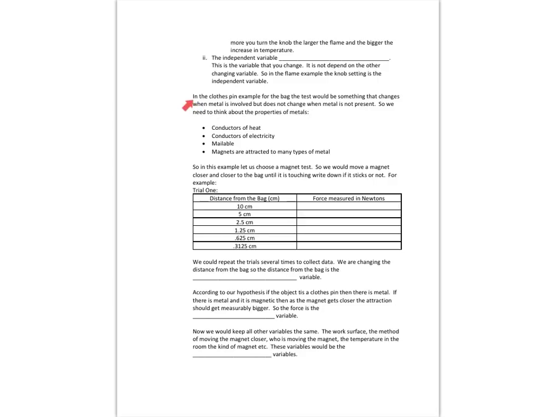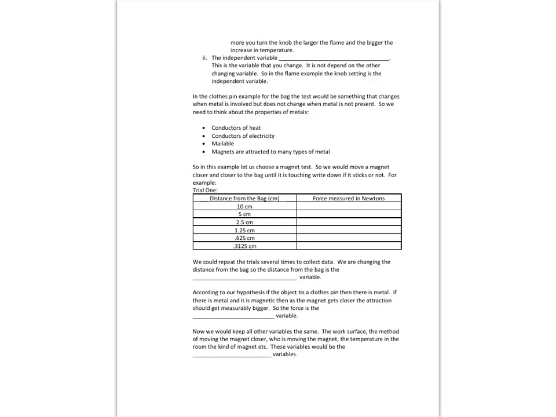So now let's look at the clothespin. Another example. In the clothespin example for the bag, the test would be something that changes when metal is involved but does not change when metal is not present. So we need to think about what the properties of metals are. Metals conduct heat, conduct electricity, and are malleable. Malleable means you can bend it. That's why metal makes good jewelry. And magnets are attracted to many types of metal.